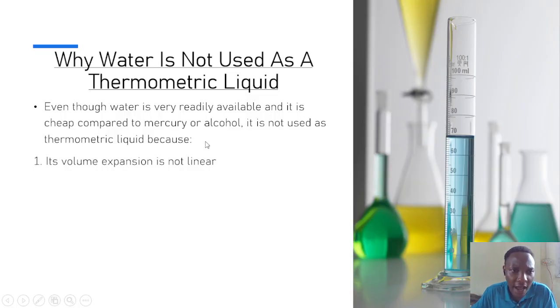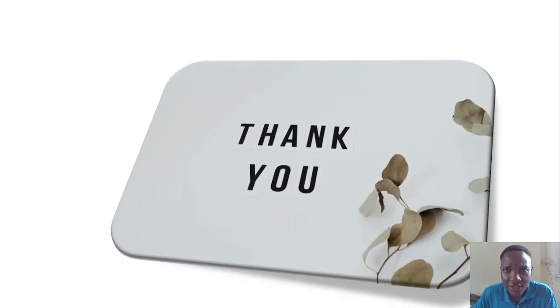The first one is that water's volume expansion is not linear as you can compare to the other thermometric liquids. It wets the glass differently as compared to maybe alcohol. Then it has a high heat capacity, so that's not good when trying to put it in thermometers. Those are just a few of the reasons why water is not used as a thermometric liquid.